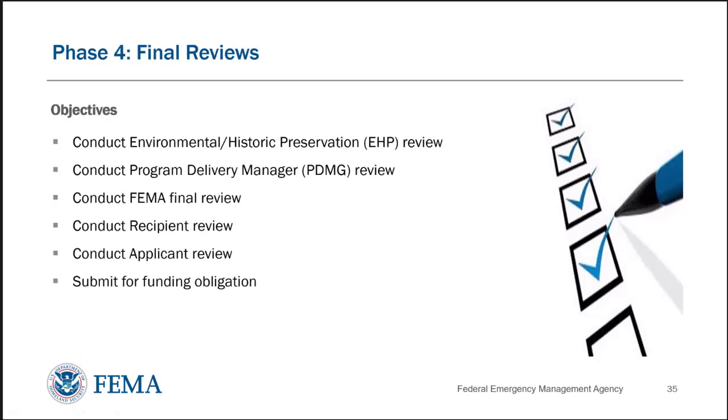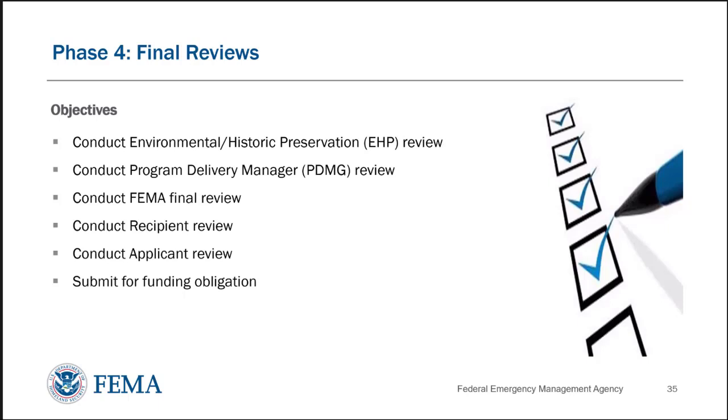Phase 4, toward obligation, toward getting that money to our survivors. In this stage, you're conducting those reviews for environmental and historic preservation. You're having the program delivery managers make sure that after phase 3, going through all the costs and scoping, applicants are comfortable with what was discussed, etc. FEMA itself goes through it. It's like you have people checking their checklists, making sure everybody is in agreement.